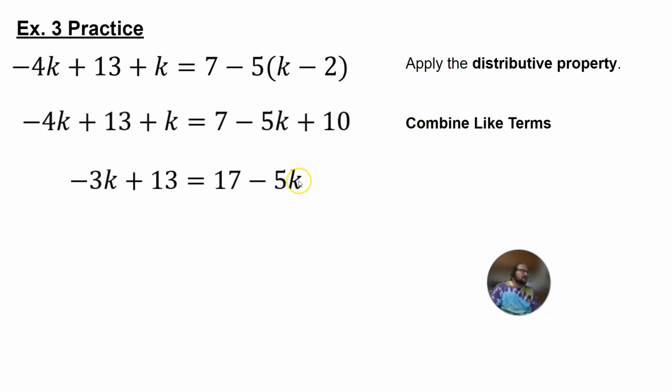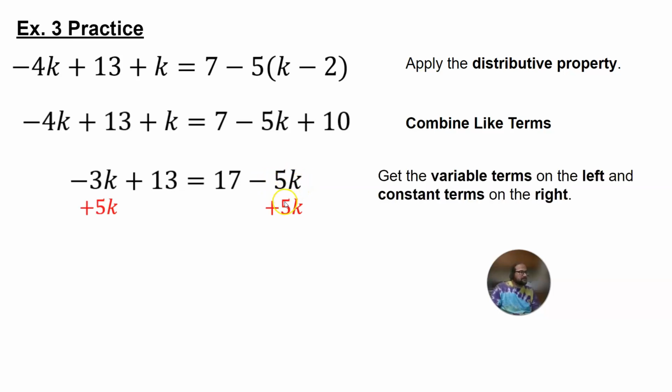Now we want to get all of our variable terms on one side and constant terms on the other. We can get rid of the minus 5k on the right by adding 5k to both sides. We can get rid of this plus 13 on the left by subtracting 13 from both sides. So -3k plus 5k is 2k. The plus 13 and minus 13 cancel out. 17 minus 13 is 4. And -5k plus 5k is 0.